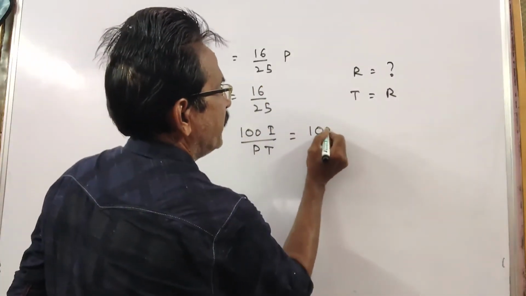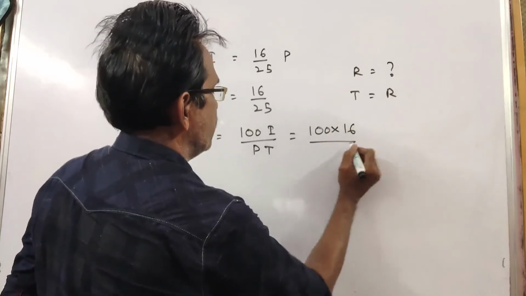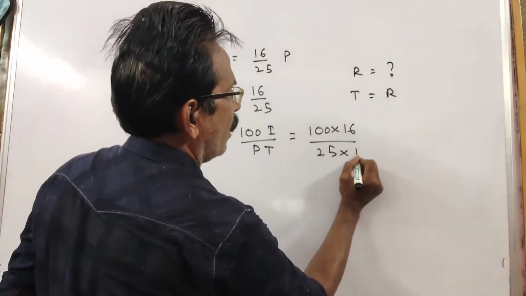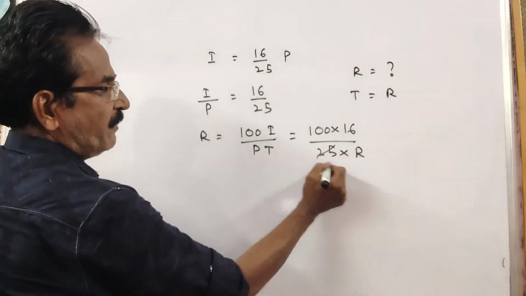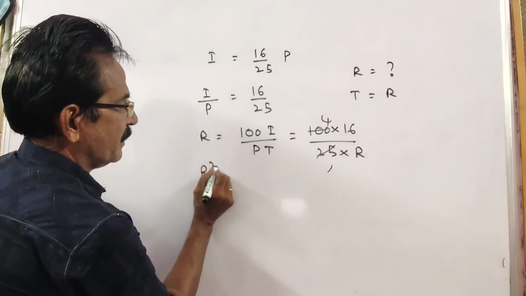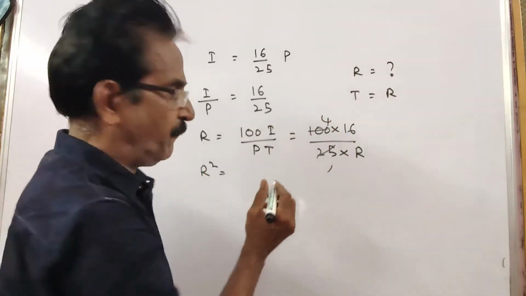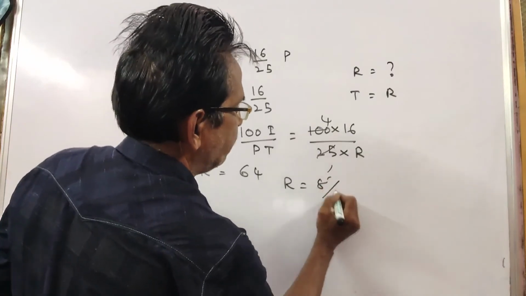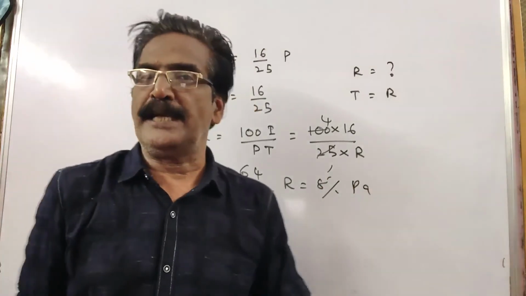So 100 into I, which is 16, by P, which is 25, into T, which is R. 25 ones, 25 fours, R into R. R square is equal to 16 fours, 64. R square is equal to 64. R is equal to 8% per annum, friends.